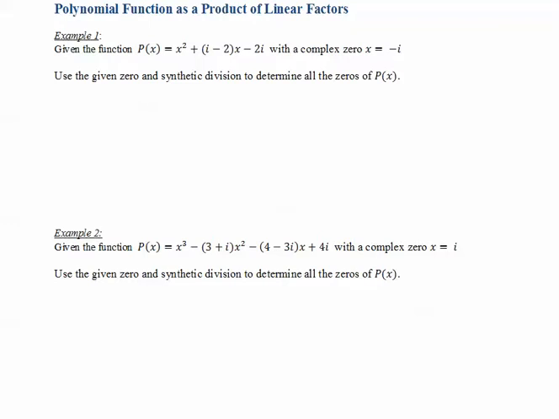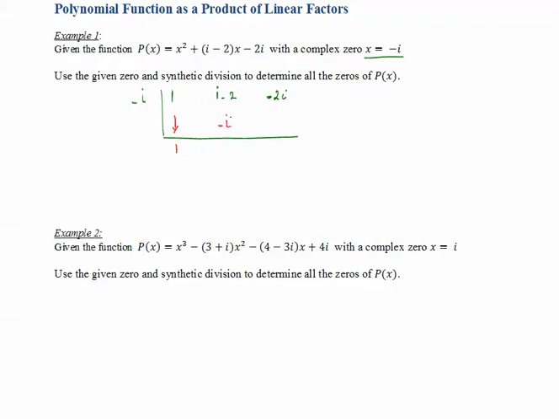synthetic division. It's given that x equal negative i is one of the zeros, so the coefficient for this polynomial, x squared has a coefficient 1, the x has the coefficient i minus 2, and the last constant term is 2i. So using synthetic division with the root or the zero negative i, we're going to bring down 1 first. 1 times i is negative i.